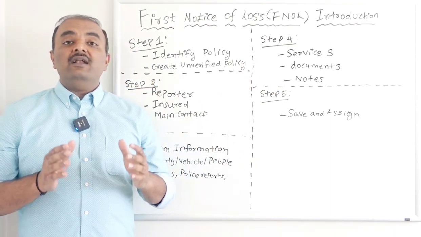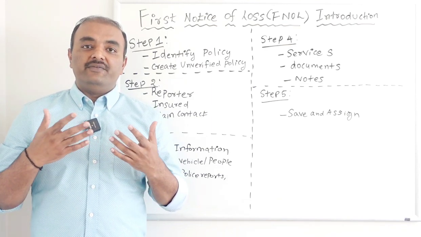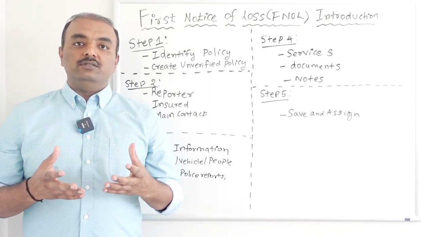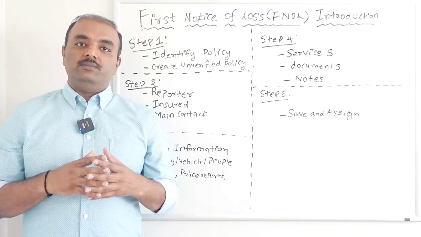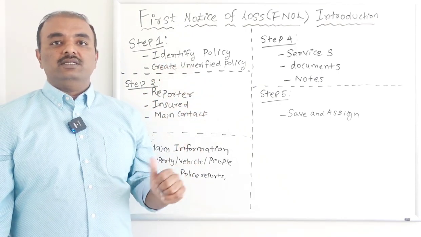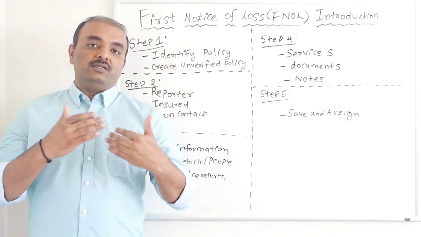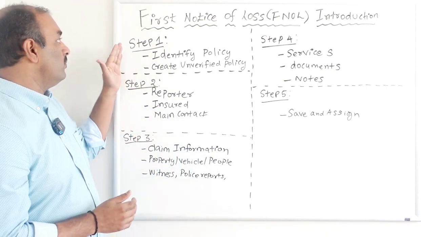Or create an unverified policy. Sometimes, for many reasons, you cannot identify the policy. In those scenarios, you create a claim and later on you assign a policy number. In that case, you create an unverified policy and then you assign the policy later on in the stage of claim processing. So step number one is done, right?